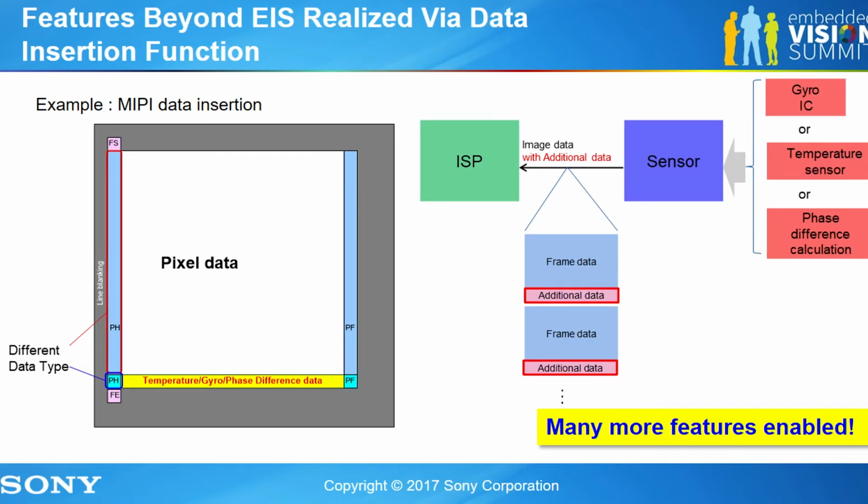So this feature or these additional formats can be used beyond EIS. We are also able to embed temperature information or face detection or whatever you want, and those additional data can be embedded between the frames and sent. So many more features are enabled. This is a MIPI example using data insertion by data type.